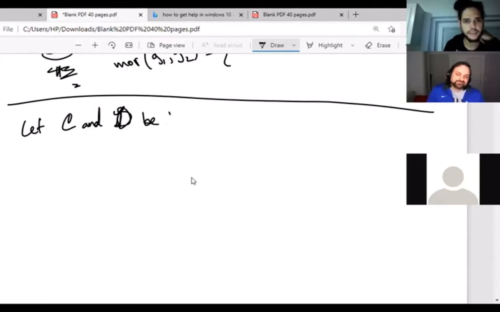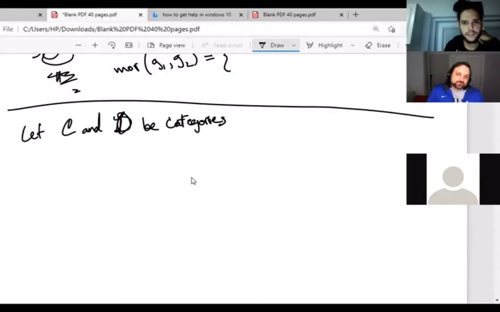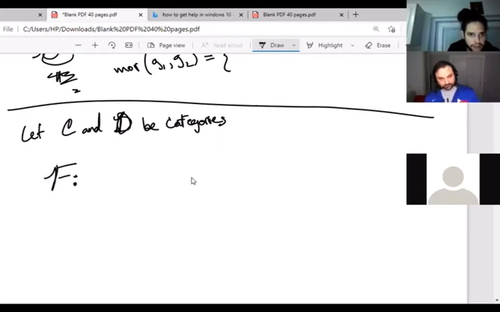Let C and D be categories. And you can talk about, so it's not a function between sets like it was, morphisms in the category of sets. But it's a generalization of that called a functor when it's a function between categories. So a functor between category C and category D.